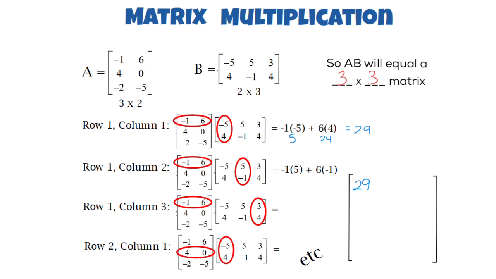First row, first column. Then I'm going to take the first row times the second column. So you can see here, first row, second column. I'm going to take the -1 times the 5. That's what I wrote here. And the 6 times the -1, I wrote that here. And I'm going to add those together. So that's a -5 and a -6, added together is a -11. I don't know why I wrote a 10. -11. Okay. Let's try again.